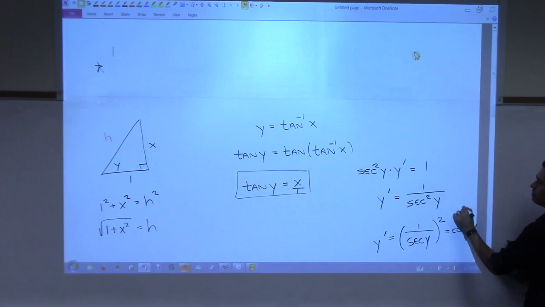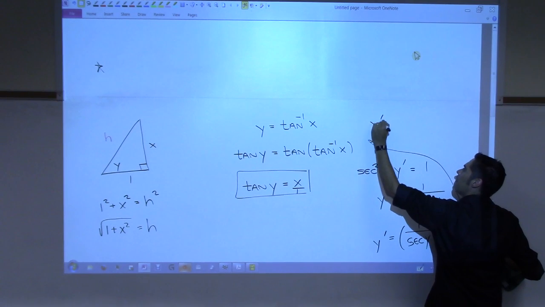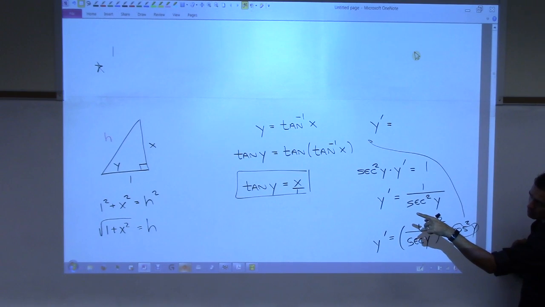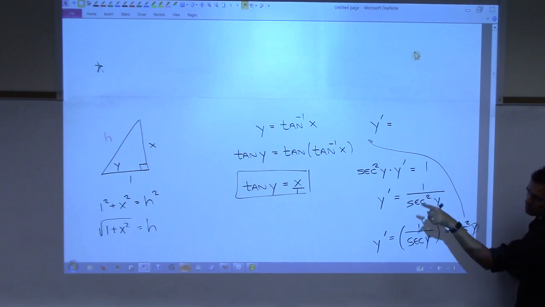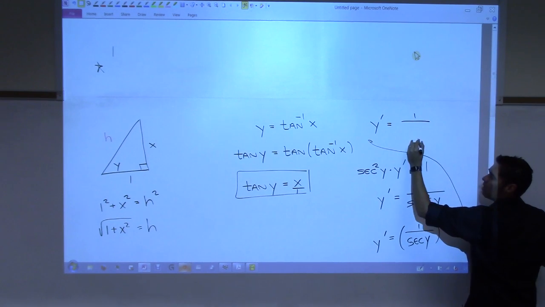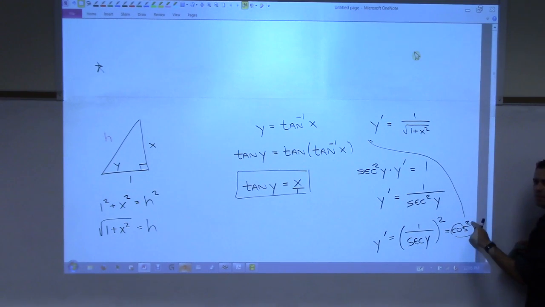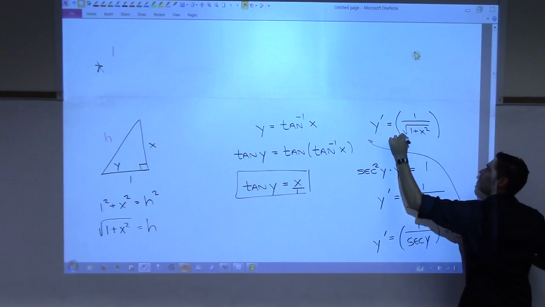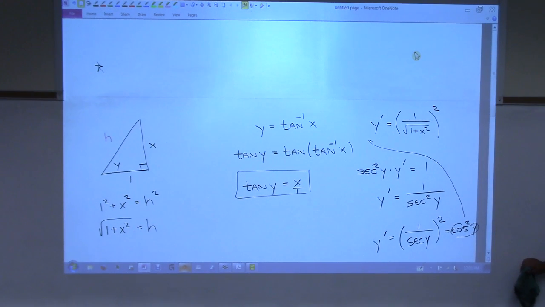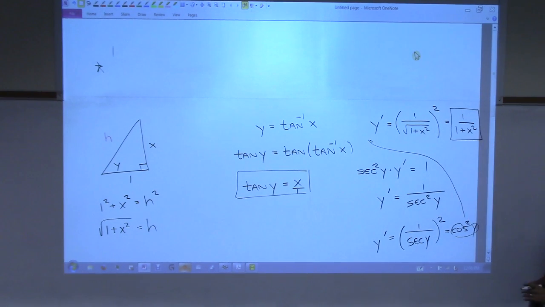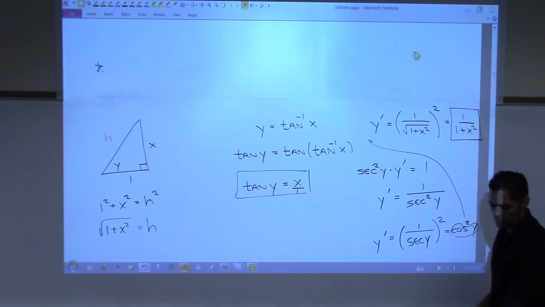So to answer this question, y prime is equal to cosine squared y. What's cosine of y? Adjacent over hypotenuse, so 1 over, what's the hypotenuse? Square root of 1 plus x squared. But that's cosine, and then it's squared. So 1 over 1 plus x squared: square the top, you get 1; square the square root, you get 1 plus x squared. And that's the formula.